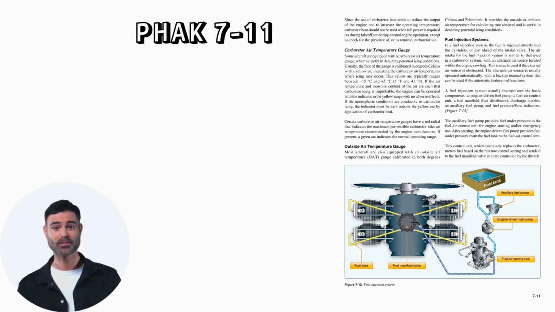feature malfunctions. A fuel injection system usually incorporates 6 basic components: an engine-driven fuel pump, a fuel air control unit, a fuel manifold fuel distributor, discharge nozzles, an auxiliary fuel pump, and fuel pressure flow indicators. The auxiliary fuel pump provides fuel under pressure to the fuel air control unit for engine starting and/or emergency use. After starting, the engine-driven fuel pump provides fuel under pressure from the fuel tank to the fuel air control unit.